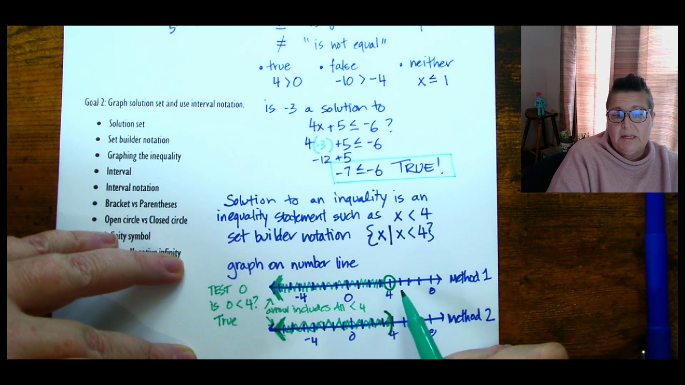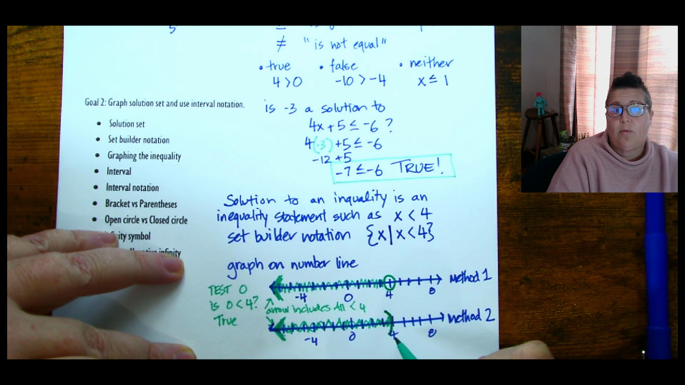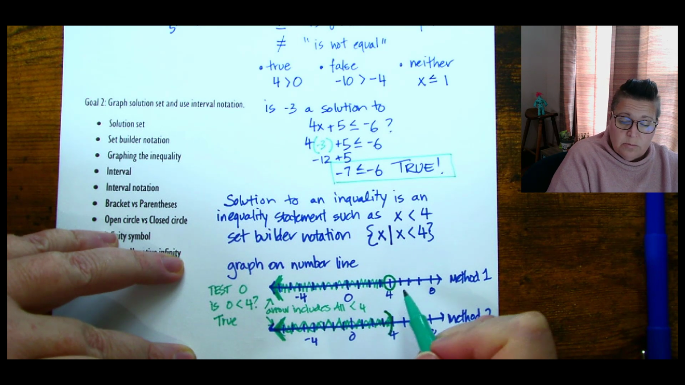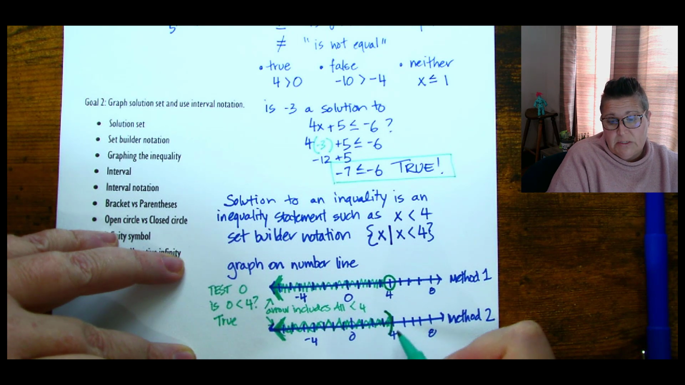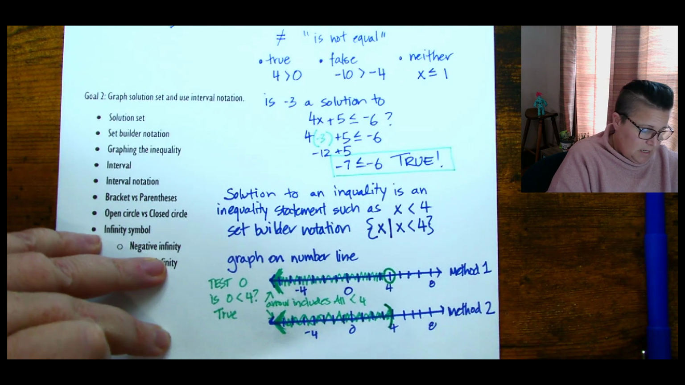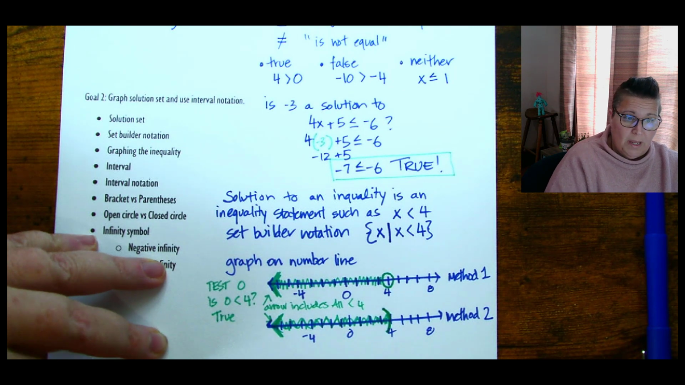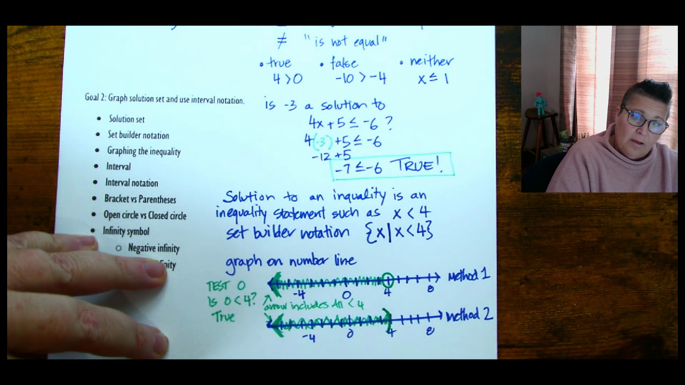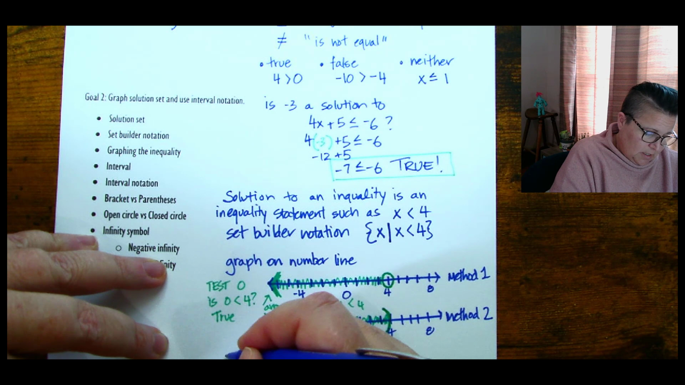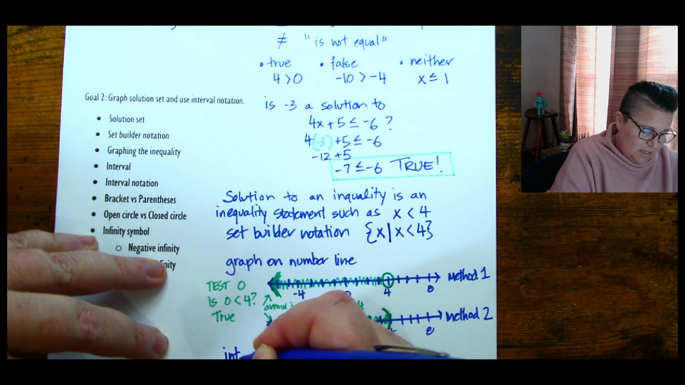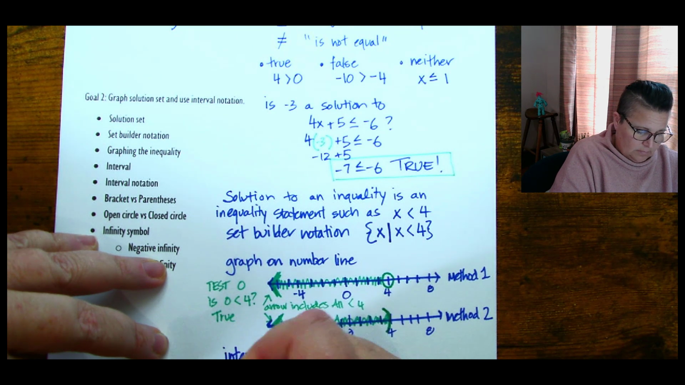Now, some people really like the circles, some people really like the parentheses. Both are okay. I used the open circle for a very long time. I have switched to the parentheses these days because of the third way that we would indicate a solution, and that is what's known as interval notation.